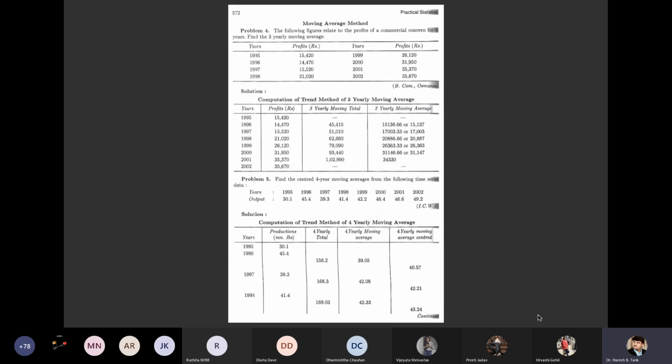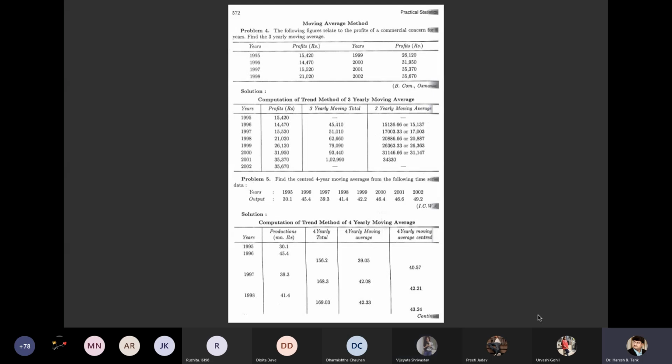What are the entities? The first entity is 40.57. What is next? 42.21. 42.21 is the next one. What is next? 43.24. 43.24 is the next. What is next? 45.13. 45.13 is the next one, right?